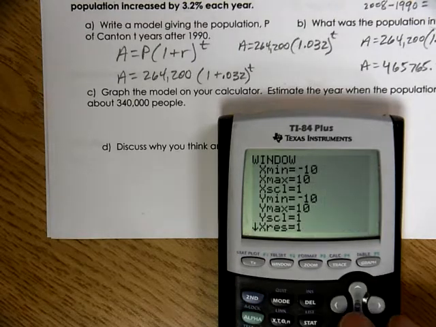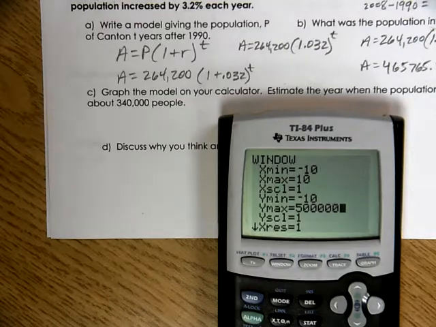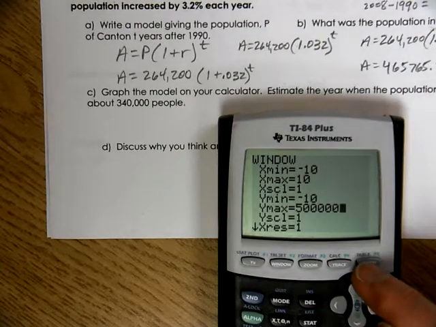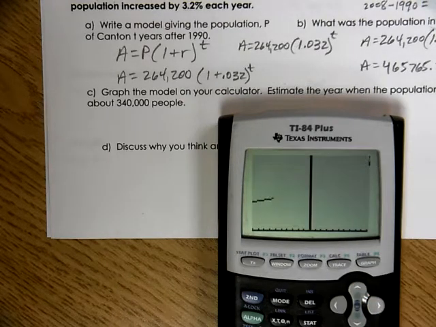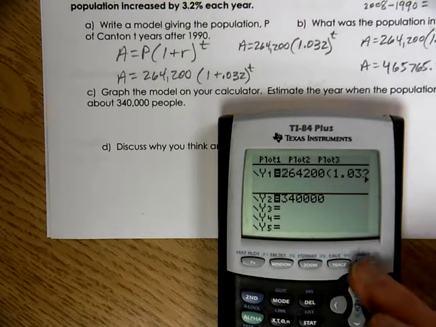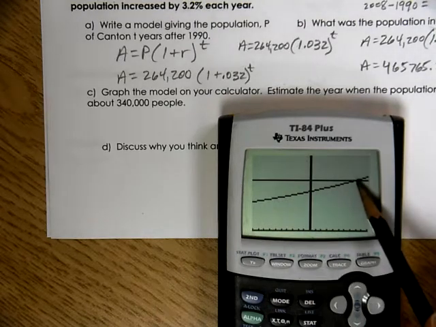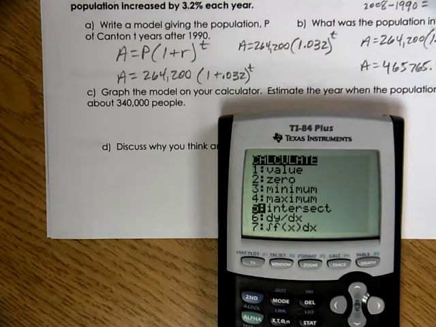So we're going to go to Window, and we're going to push this up over our 340,000. So I took it up to 500,000. So slowly but surely it's growing. And then this should be our 340,000. We want to know where they cross. So second trace takes us to intersect.